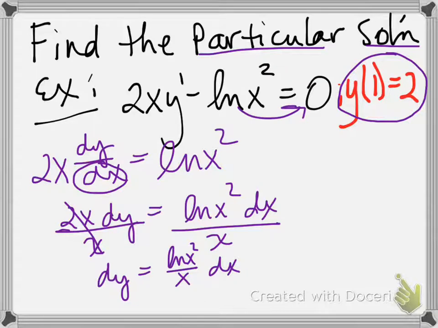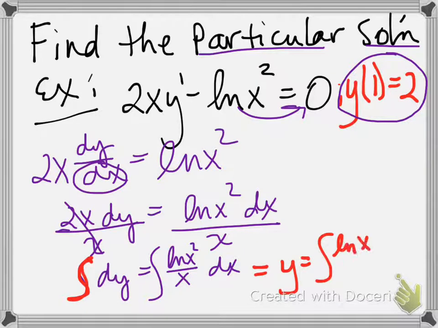Okay, so this looks like a real challenge for us, because if it's time to integrate this, some parts are really easy and some parts are really not easy. How do you integrate dy? Well, where did dy come from? It's just y. But what about this ln x squared over x part? Can we do a quotient rule in integration? And the answer is no.